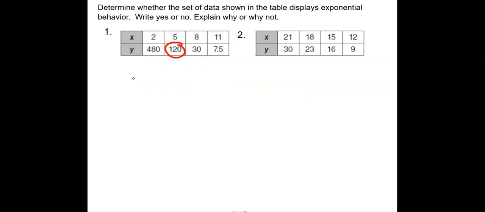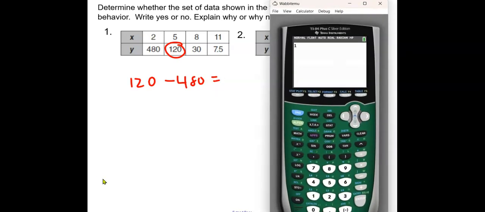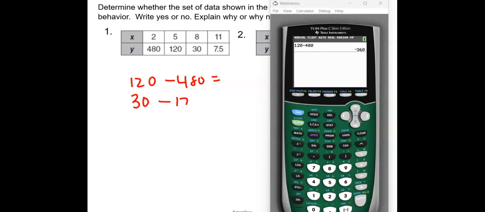So if I start with 120 and I subtract 480, what do I get? So on my calculator, I'm going to type it in. Once I find that difference, I do the same thing with the next value. So instead of 120 minus 480, I'm going to do 30 minus 120. And if I get the same difference, then that means I have found the common difference. It's not the same. So therefore, this is not linear.